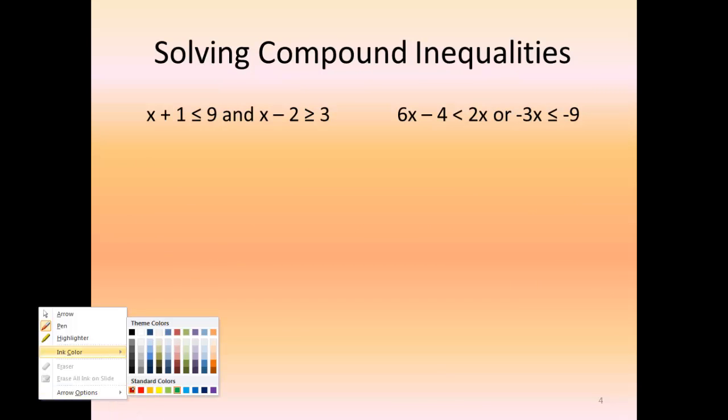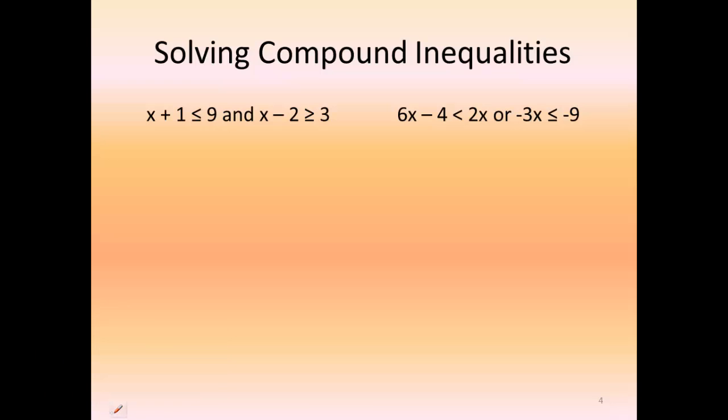So once you have that idea of AND and OR, we can talk about solving compound inequalities. And here's an AND and an OR to solve. Basically, solving a compound inequality is just like solving a regular inequality. You're just going to do 2 in 1 problem. So for this first one, if I go ahead and subtract 1, you get x is less than or equal to 8, and add the 2 to both sides, you get x greater than or equal to 5. So that's the solution.